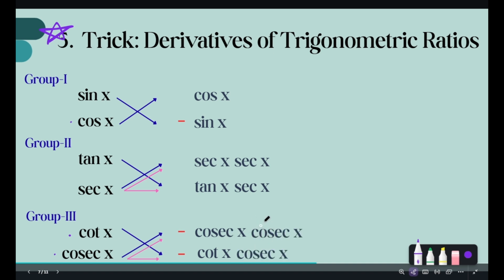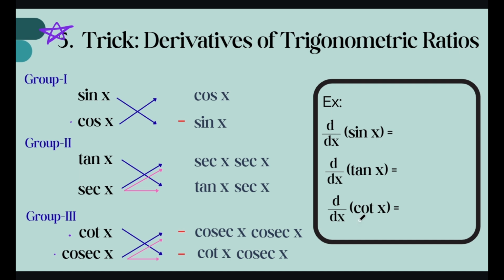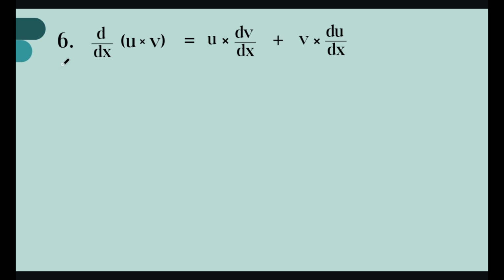Now if we look at some examples, if the trigonometric ratio starts with letter C, it is going to be minus. And on solving, d by dx of sin x would be cos x, d by dx of tan x would be secant square x, and d by dx of cot x would be minus cosecant square x. Now the sixth formula is d by dx of u into v equals u into dv by dx plus v into du by dx.